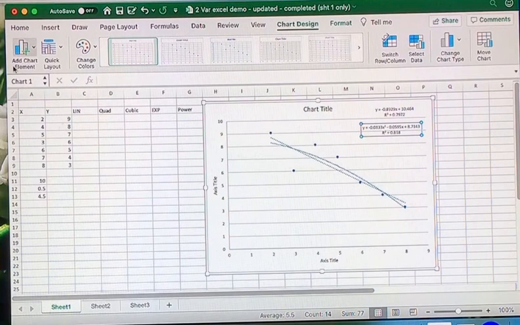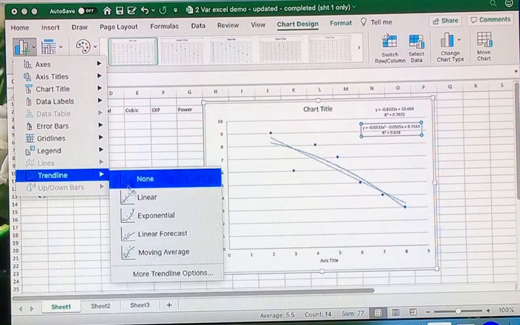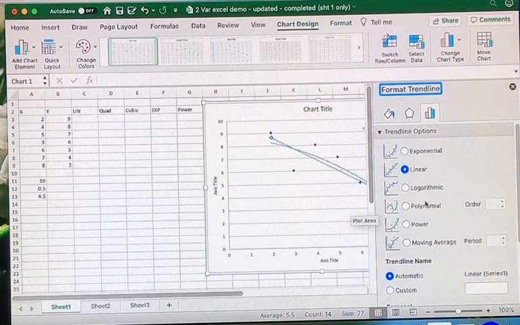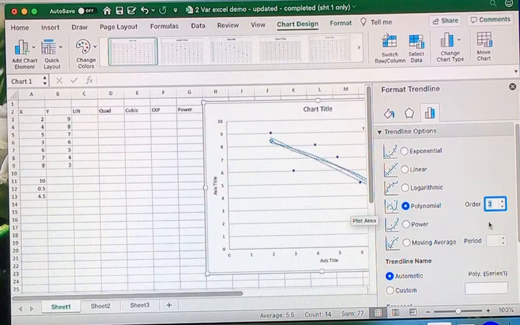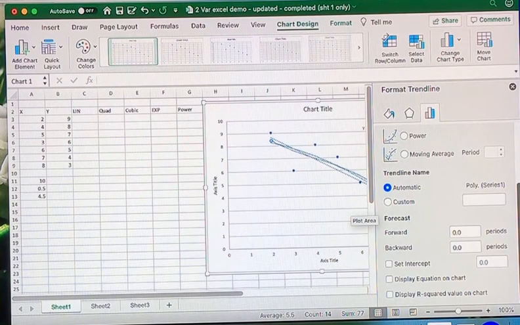Again, same process. We go to add chart element, we go to trend line, we go to more trend line options. Okay, and then we just pick another one. I'm going to pick polynomial, and I'm going to pick degree 3. That's called a cubic. You can keep on going up on these, but eventually you're going to get a perfect correlation because the number of points is going to be very close to the degree that you have. I think Excel goes all the way up to degree 6. I'm going to only go up to degree 3. Okay, but you can keep on going if you want to.